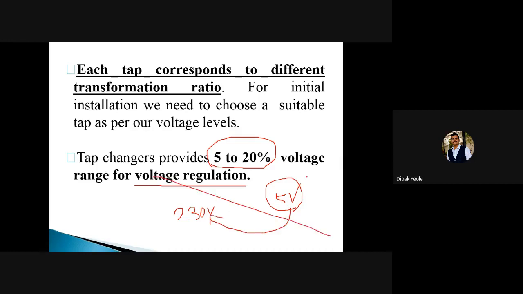It is not possible. Yes, there is a condition up to which you can change the voltage level. So if you take 230 and apply 5% or 20%, it comes to near around 200 volt. So if your system voltage has become 200 volt, you can boost this voltage with the help of this on-load tap changer. Yes, so this is the application of the on-load tap changer.